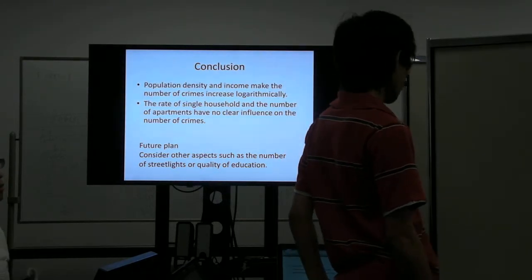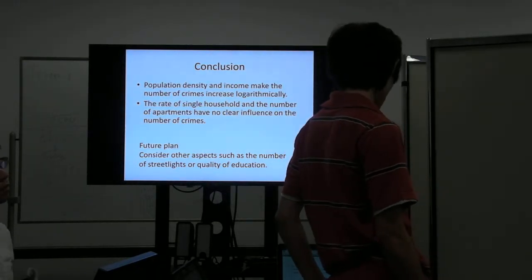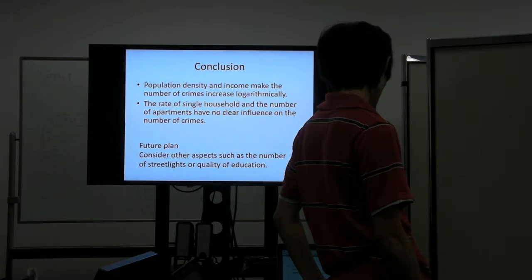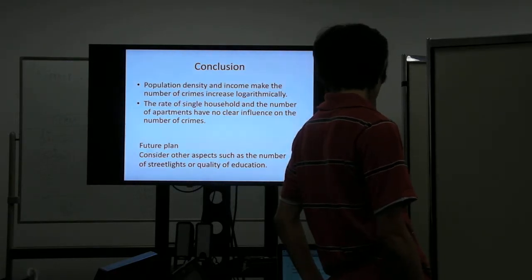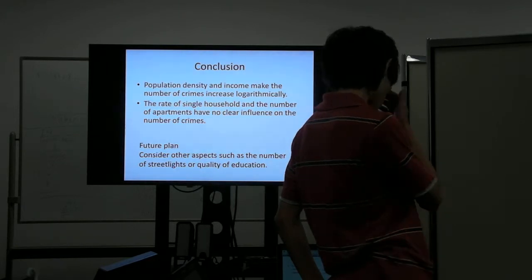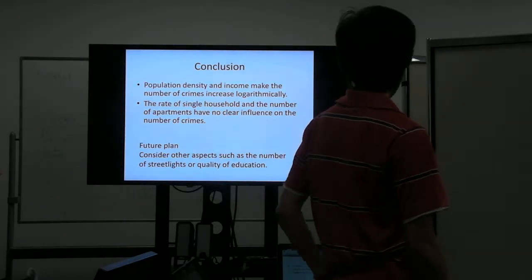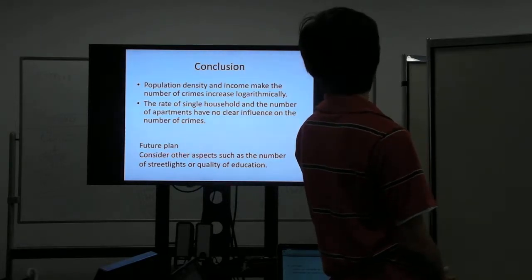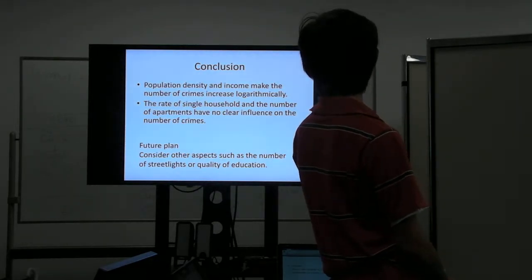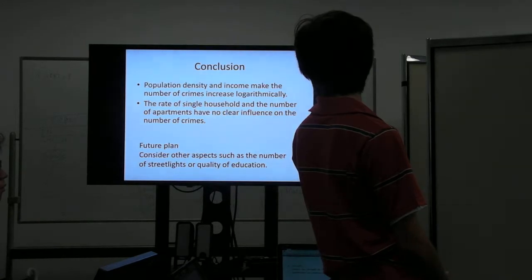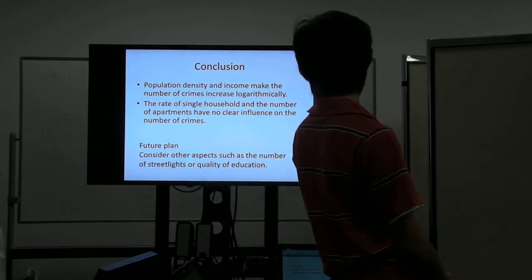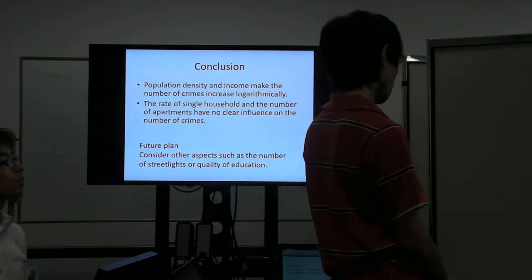Conclusion. Crime rate increases as population density and income increase. However, it is logarithmic, and loneliness or the number of households is not related to the rate. And we show the future plan: consider other aspects such as the number of street lights or quality of education. Thank you for listening.